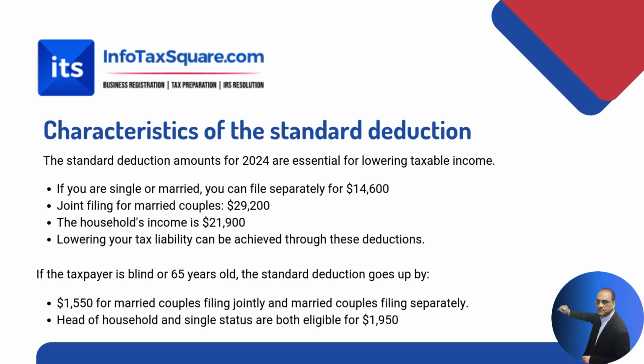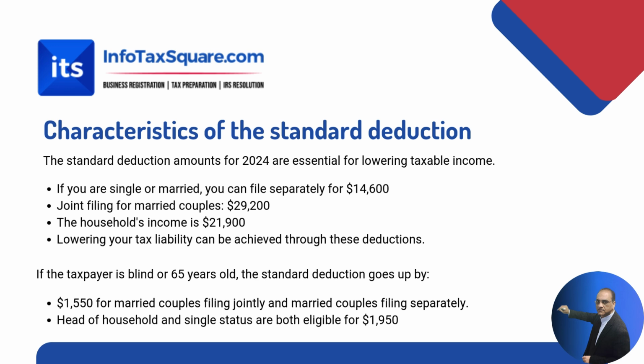Now let's find out what are the characteristics of the standard deduction. There are different types of deductions based on the filing status. I'm going to share each standard deduction based on the filing status. If you are single or married filing separately, your standard deductions are $14,600. If you are filing jointly, as married filers, your standard deductions are $29,200. If you are filing head of household, your standard deductions are $21,900. All these deductions change every year based on the inflation.